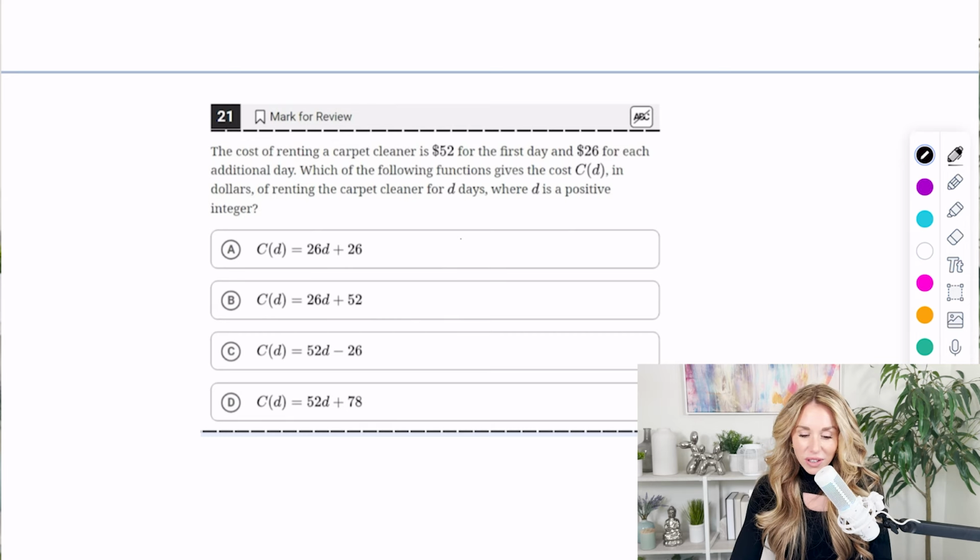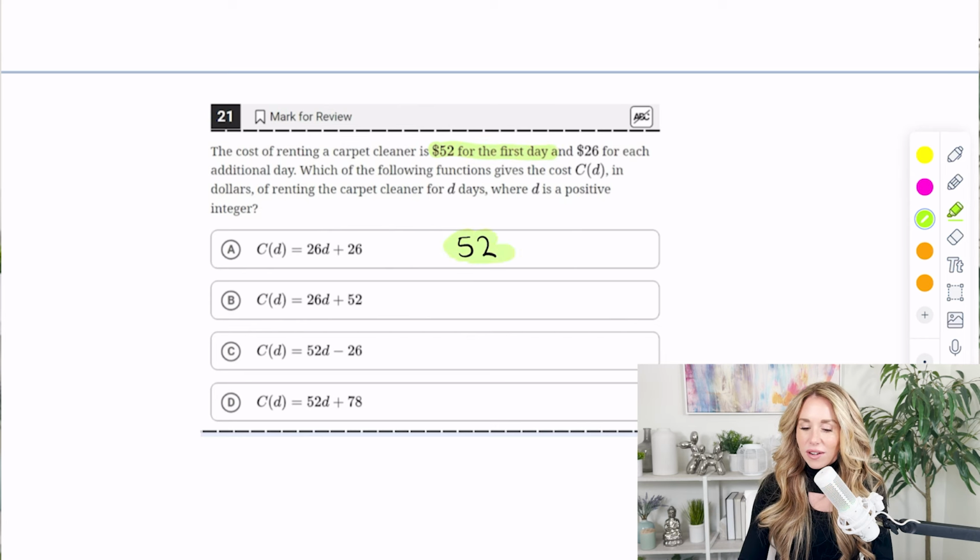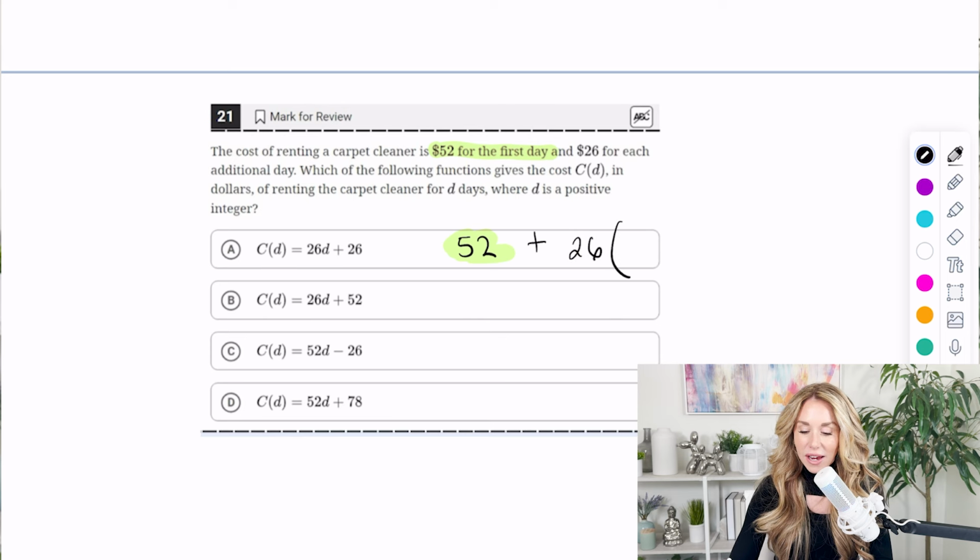It says the cost of renting a carpet cleaner is $52 for the first day and $26 for each additional day. Which of the following functions gives the cost in dollars of renting the carpet cleaner for D days when D is a positive integer? Okay, I have $52 for the first day. So that is basically going to be a number right here on the outside. And then I have $26 for each additional day.